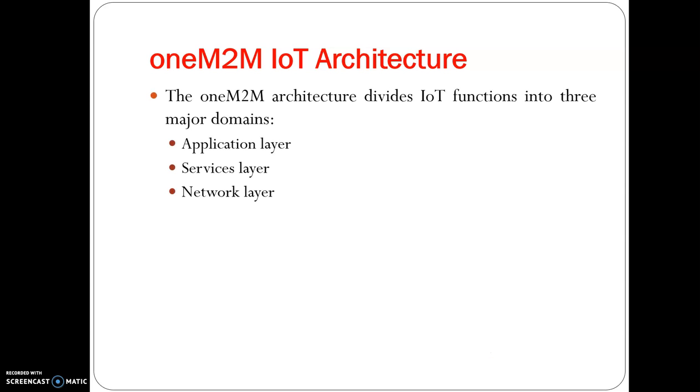The oneM2M architecture divides the IoT functions into three major domains. The first is the application layer, which can be smart energy, asset tracking or fleet management. The second is the service layer, where oneM2M includes a common service horizontal framework which supports RESTful API. That is the output of this particular layer. And the third is the network layer, where the application talks to an API to communicate with the server.